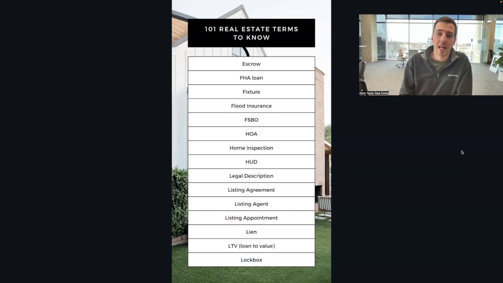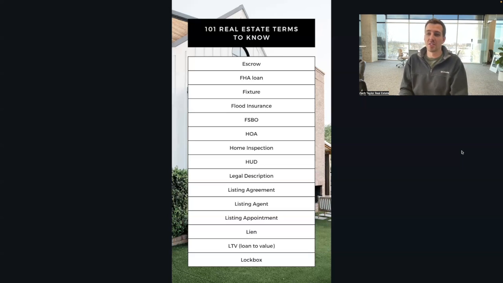Listing agreement. This allows a listing agent to put a for sale sign in the yard and list it on the market. That's a listing agreement. It's an agreement between the listing agent and the sellers to list their property. And that's the next one, listing agent. They're the people that are listing the home for sale.